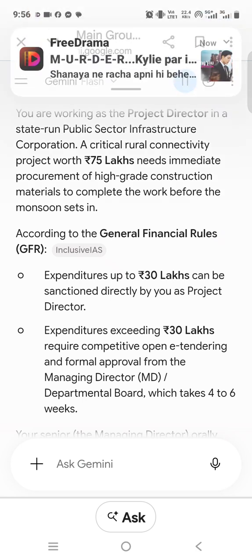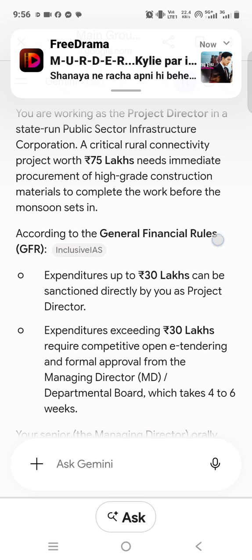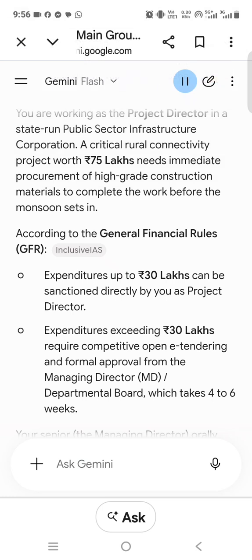Social audit via Gram Sabha. Enforce mandatory social audits where muster rolls are read aloud in Gram Sabhas to institutionalize community-led vigilance. Handling political pressure.